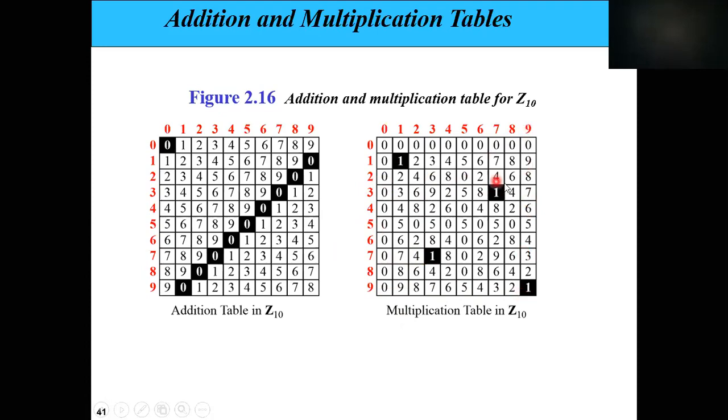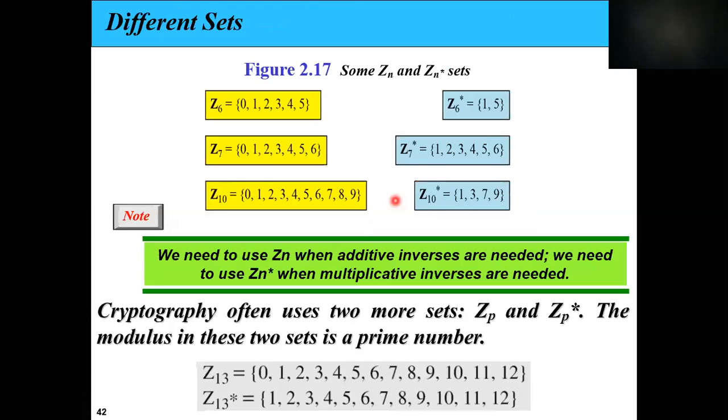The rest of the other elements, like 2, have no 1 in the row. 4 has no 1, the multiplicative identity element, in its row, and similarly 5 and 6 have no identity, that is 1, in their row. So these are not unit elements in Z26. All the elements whose inverses exist, we can call unit elements. In Z6, 1 and 5 are unit elements.